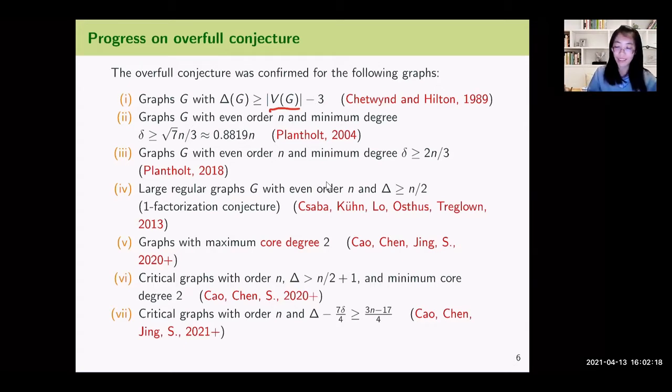Here we will consider the one-sided version of epsilon regularity. Epsilon and p will be real numbers between 0 and 1. We say an n-vertex graph is lower (p, epsilon)-regular if the number of edges between any two disjoint large vertex sets S and T is at least (p minus epsilon) times the size of S times the size of T. We require the sizes of S and T to be at least epsilon n.